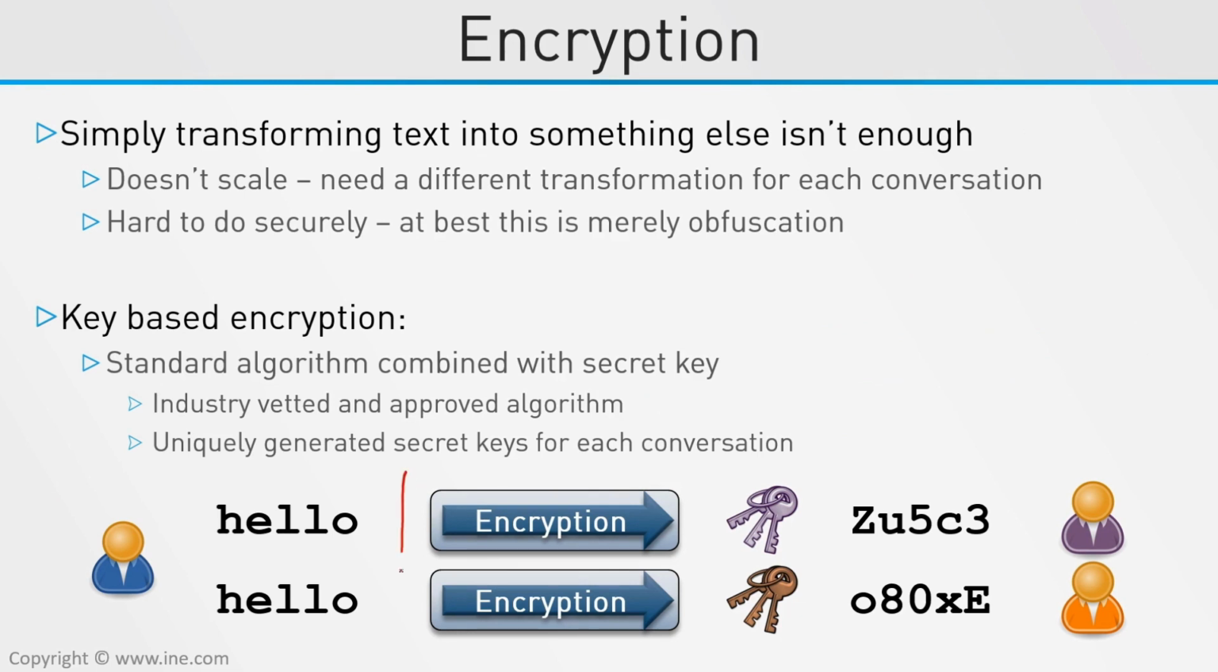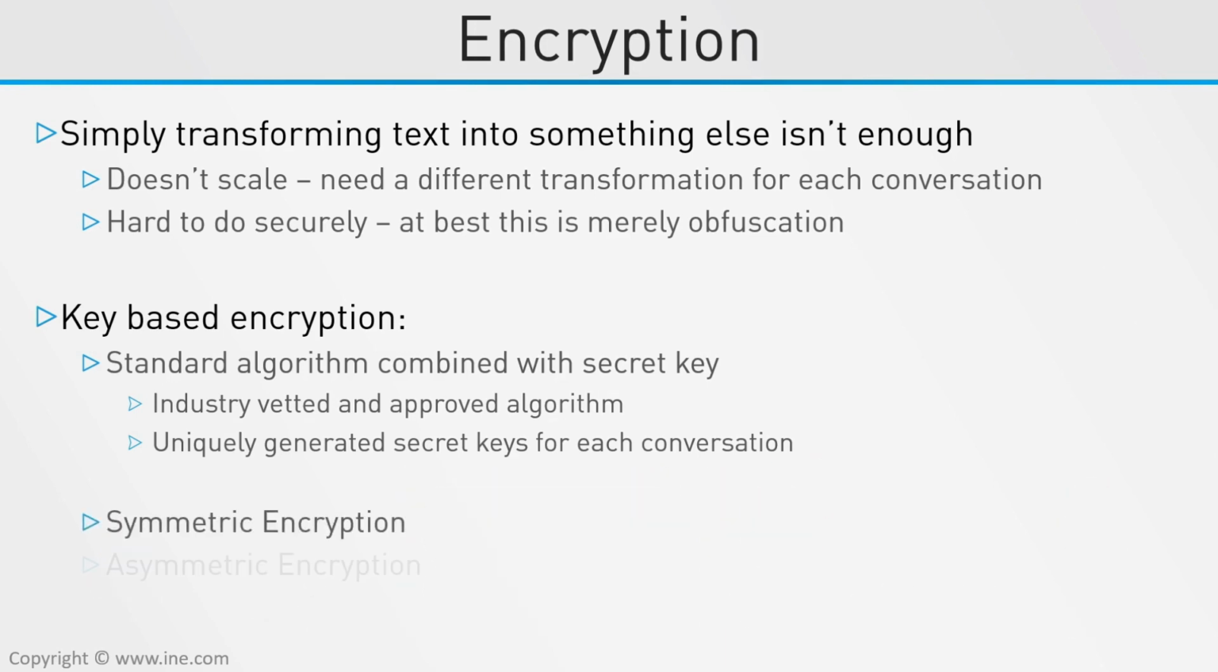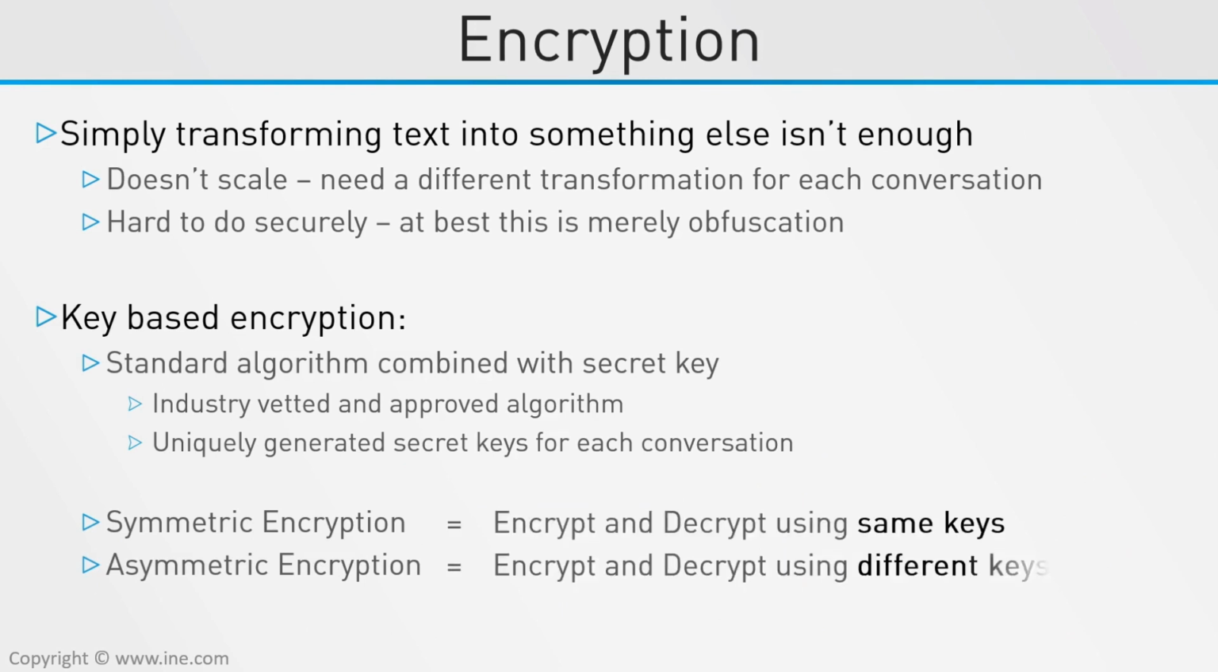In total, there are 2 ways to combine an industry-approved algorithm with secret keys. Those 2 ways are going to be the subjects of the next 2 lessons in our series. Those 2 ways are symmetric encryption and asymmetric encryption. The high-level difference between the two is that symmetric encryption is going to encrypt and decrypt data using the same set of keys, and asymmetric encryption is going to encrypt and decrypt data using a different set of keys. We will explore both of these in great detail in the next 2 lessons.